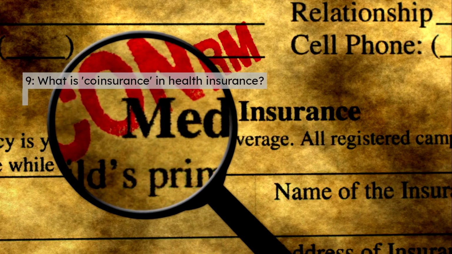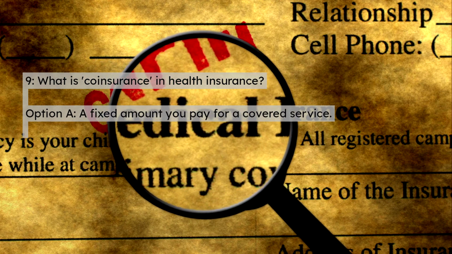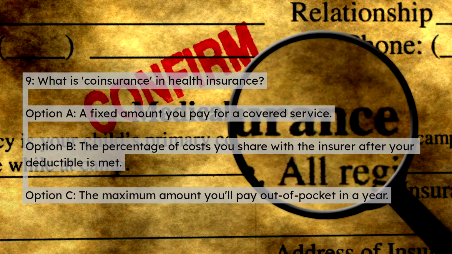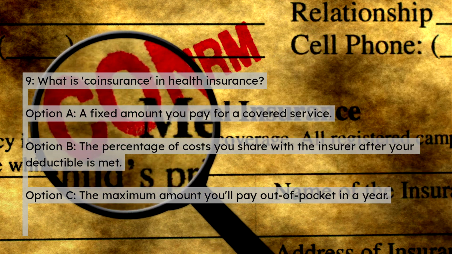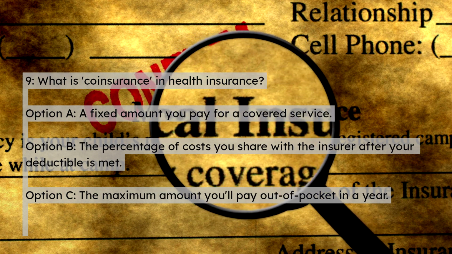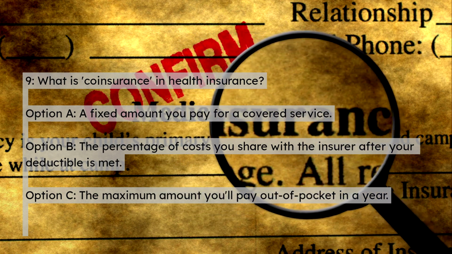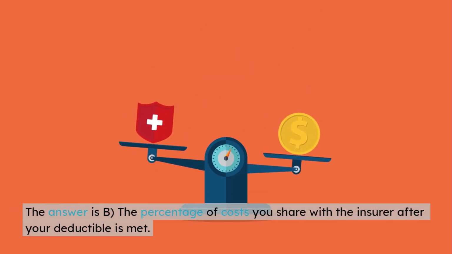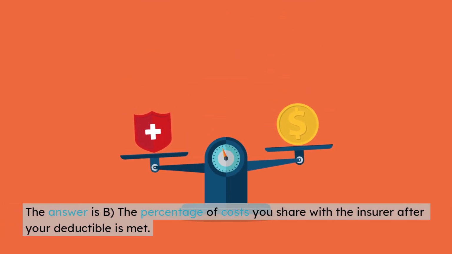9. What is co-insurance in health insurance? Option A, a fixed amount you pay for a covered service. Option B, the percentage of costs you share with the insurer after your deductible is met. Option C, the maximum amount you'll pay out of pocket in a year. The answer is B, the percentage of costs you share with the insurer after your deductible is met.